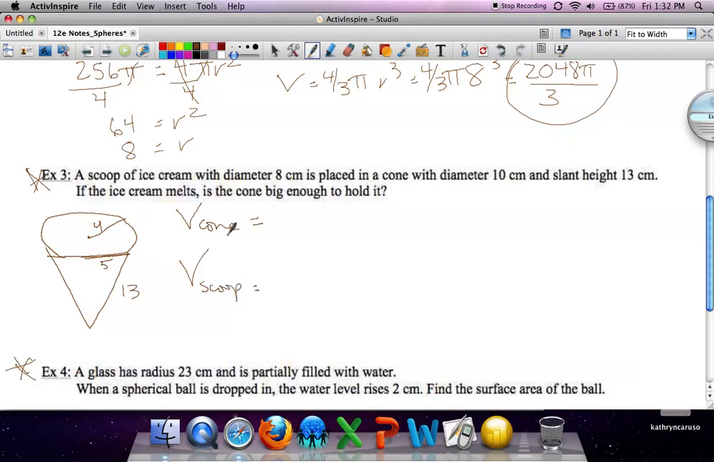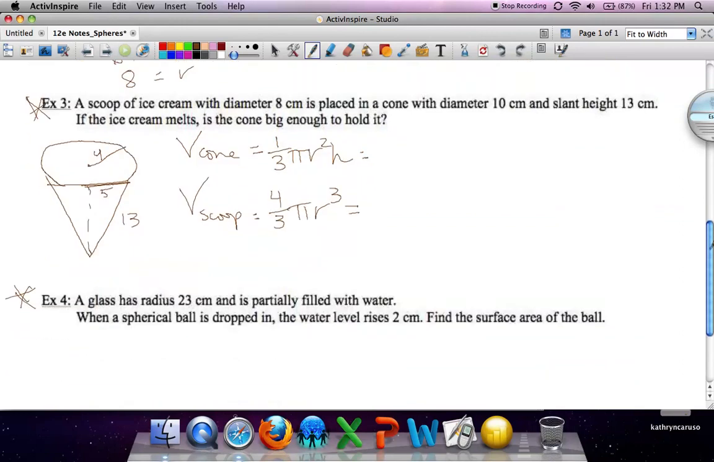Remembering the volume of a cone is 1/3 pi r squared times the height. And again, we're probably going to have to find the height of this cone. And for the scoop, the volume formula for a sphere is 4/3 pi r cubed. So maybe you can think about how to get those answers, and we'll discuss them in class next time.